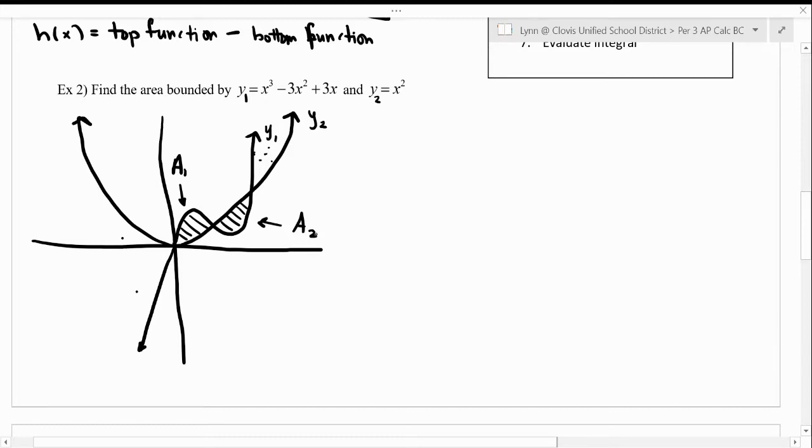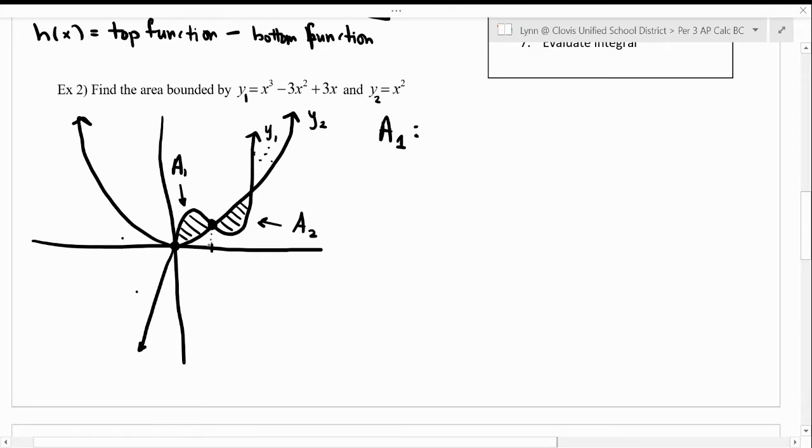All right, so let's start with area 1. So I'll just call this one area 1 right here. I need to know my limits. My limits were not given this time. We're expected to find them. I know that it's going to be where it's bounded, so that would be at the intersection point. So one of the limits is 0. And then this one right here, I have to find.